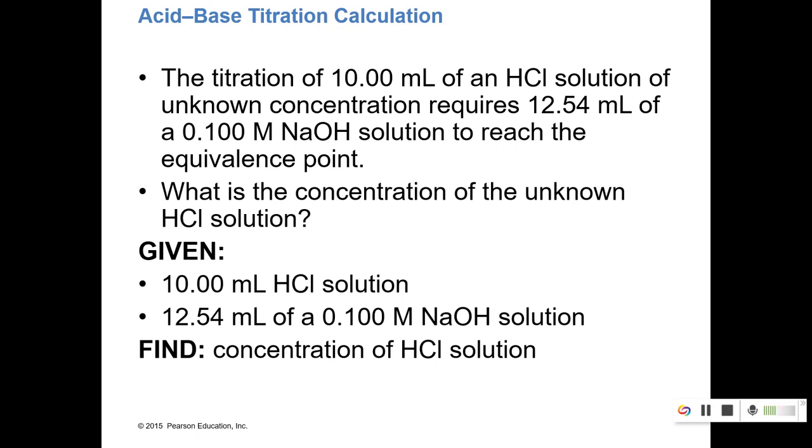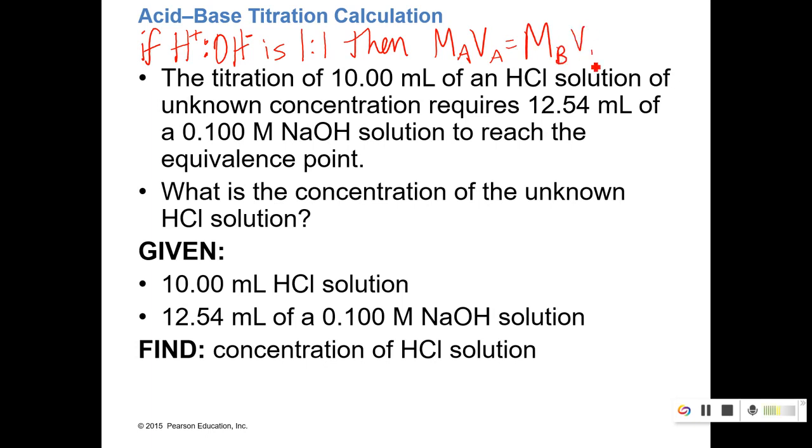So we're going to do some titration calculations. Now, I don't want you to write any of this yet down. I want you to write, if H to OH is 1 to 1, so if they have the same value, then you just use MAVA equals MBVB, which is just a dilution equation. If they're not 1 to 1, then you have to do stoichiometry.